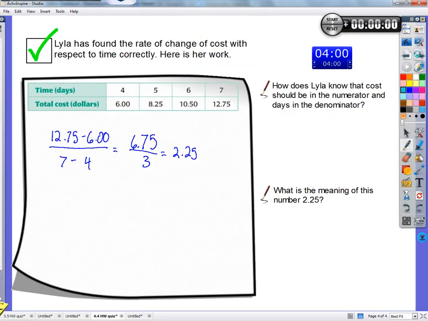Okay, well, Lila has found the rate of change of cost with respect to time correctly. So you can see she took 1275 minus 6 over 7 minus 4. So she did the cost in the numerator and the days in the denominator. How does she know that it was supposed to be that way? How does she know it's not supposed to be the other way around? Flipped over.